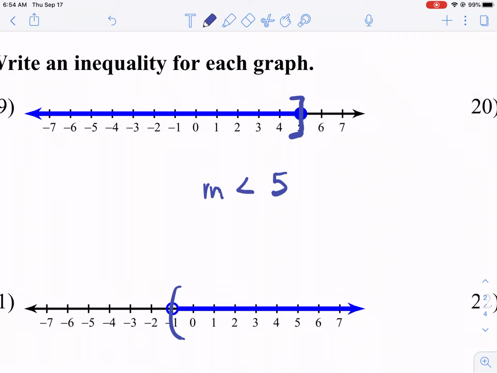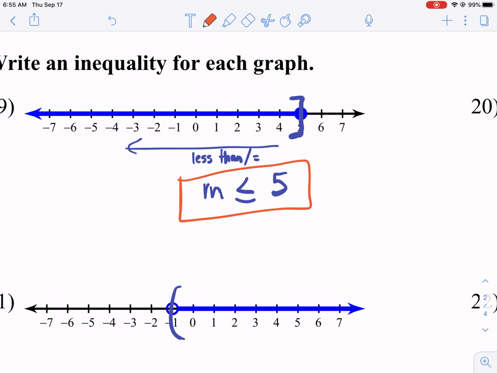And because it's a bracket, a closed dot in this case, we're going to say it can be less than or equal to. So if we have it going to the left, the variable needs to be less than, and then we see that it can be equal to, less than or equal to that number. Going to the left, less than or equal to. That's arrow to the left, by the way. Don't just base it on that.